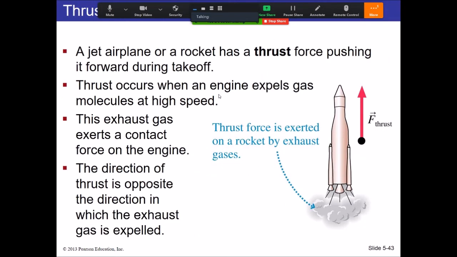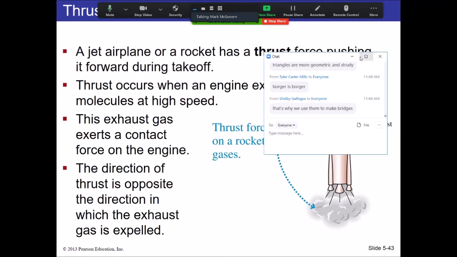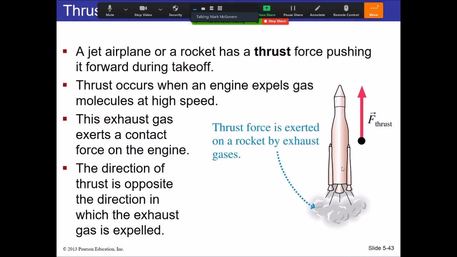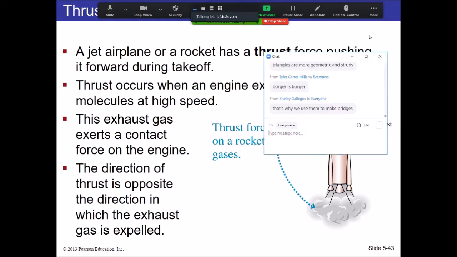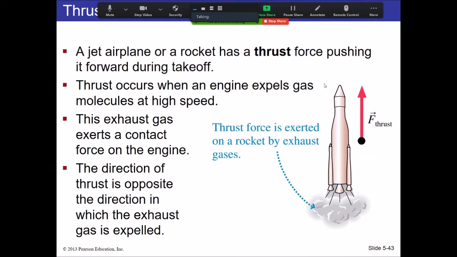So, thrust. Very rare that we encounter this one, but thrust is a contact force. You are expelling gases out the back, and by pushing gases out the back, you're pushing yourself forward. So we usually indicate that with an F thrust. We don't deal with this too much because it's also complicated. Thus the rocket scientist jokes. It's not that complicated, to be honest, but not a 110 level topic, put it that way.